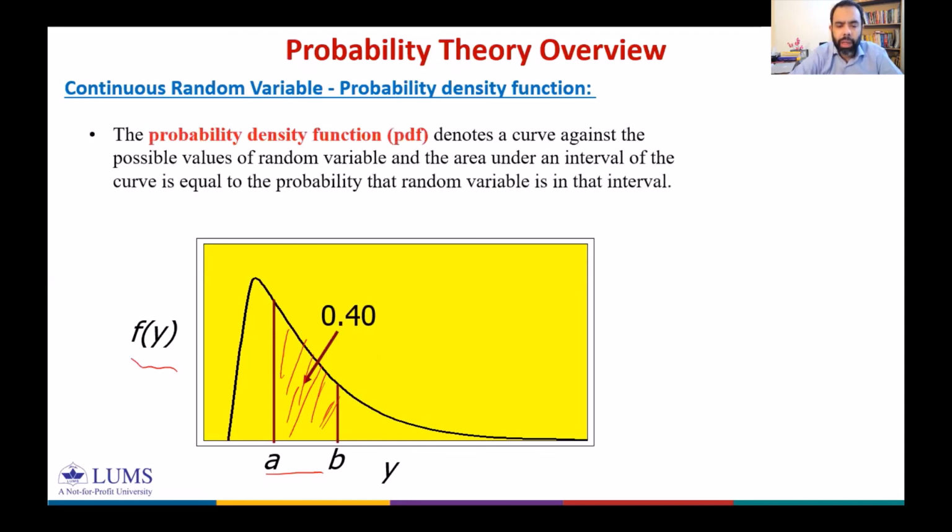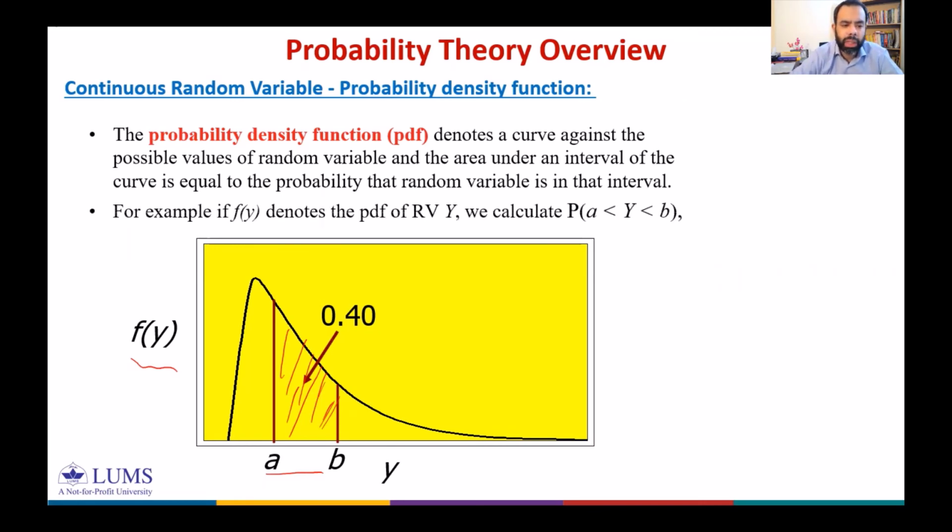The PDF denotes a curve against the possible values of a random variable, and the area under an interval of the curve is equal to the probability that the random variable is in that interval. Right? And for this example, we can compute the probability that the random variable is between a and b as the area under the probability density function, which is also called the PDF.